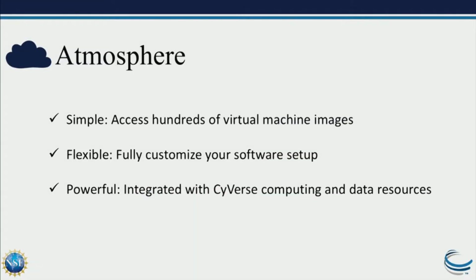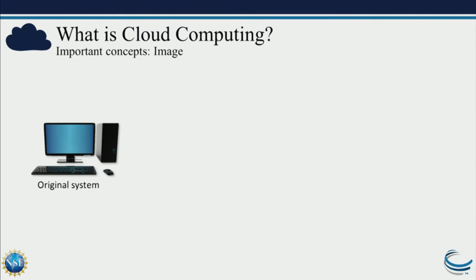Okay. So Atmosphere. Atmosphere, as I stated before, is giving you access to hundreds of virtual machine images. But if you've never used cloud computing, you may be wondering what that means. So I'm going to give you some definitions. It is very flexible because it gives you the ability to customize how you install your software and use your software. And again, it's integrated with our computing and data resources. So first, let me talk about what is cloud computing.